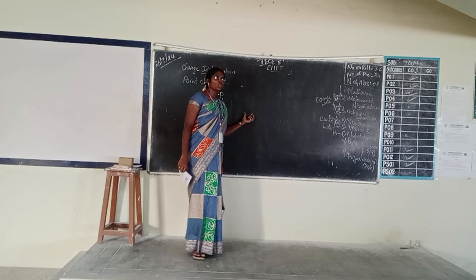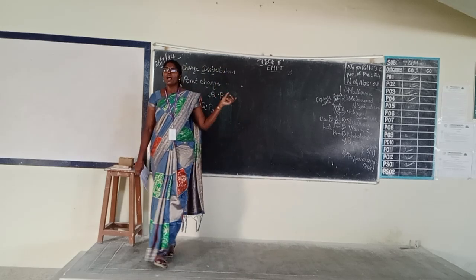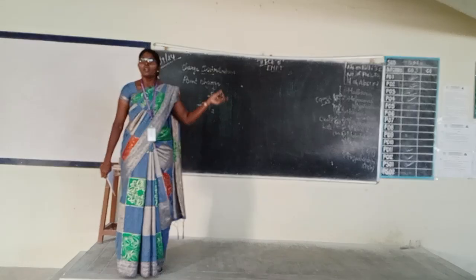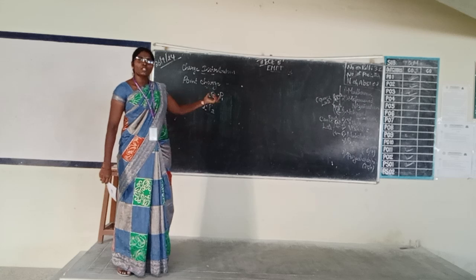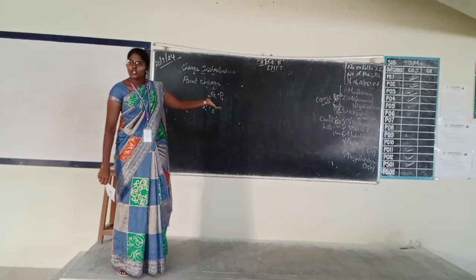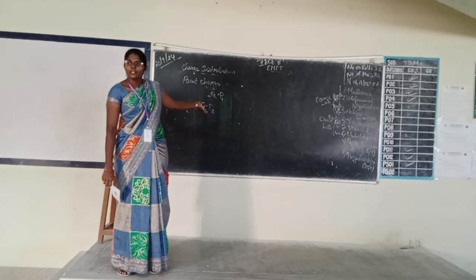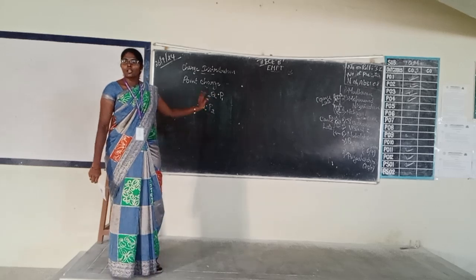For example, I have taken 2 points here: P1 and P2. I have told you the charge can either be positive or negative. Either P1 carries the positive charge or negative charge. Like this P2 carries the positive charge or negative charge. These are the 2 options.